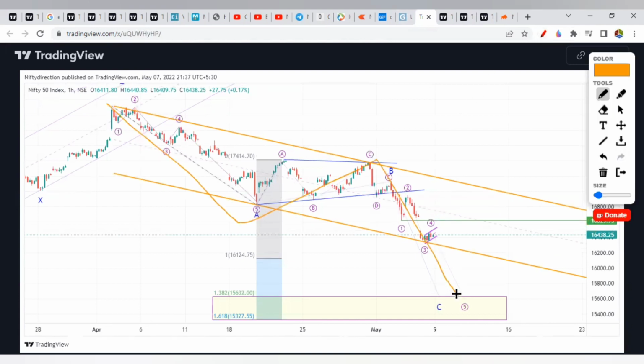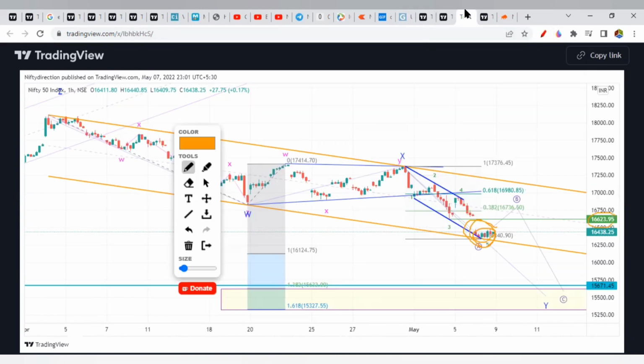By the way, I have a bad reputation in terms of giving alternations. Most of the time my alternation comes true. So hope this doesn't happen this time, and this consolidation breaks downside. That's what we hope, and get this correction over with.